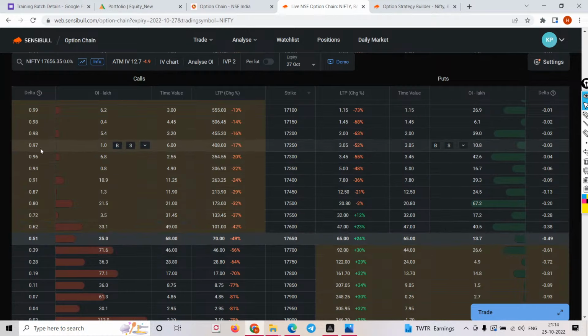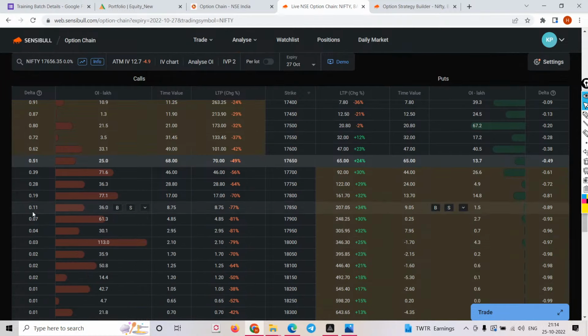This is one of the killers for in the money. Yes, it can give you huge profit, but it can give you huge losses also in case your view goes wrong, because of this delta. So the delta of the OTMs is very low. Let's say you went long for 17,900, even if the market keeps going down, you'll not get into huge losses because delta is low.